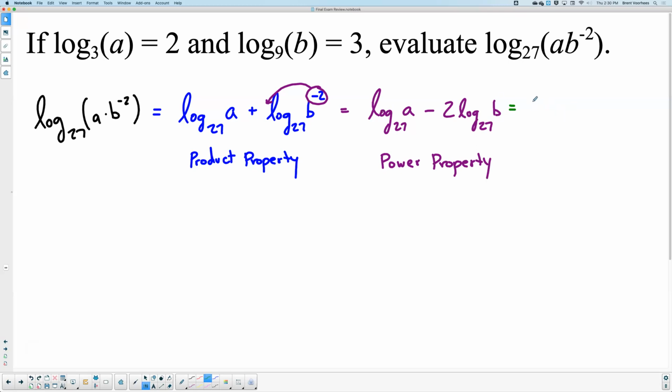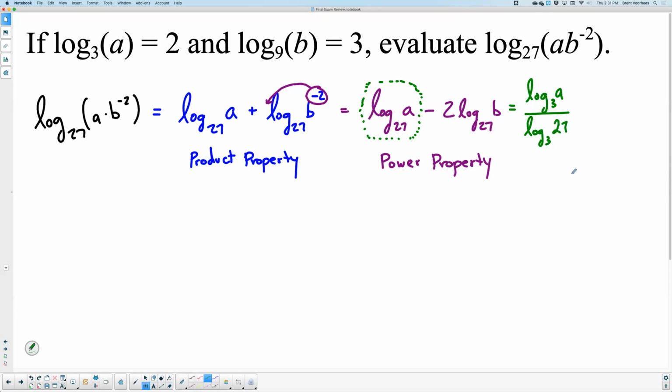Change of base property. So I'm going to write log of, and for this first log, this one right here, what would I choose for A, the base to be? And I'm going to point this out because B is going to have a different base. What do I want the base to be? 3. So it's log base 3 of A divided by log base 3 of 27. Good. That's ugly. Let's try it again.